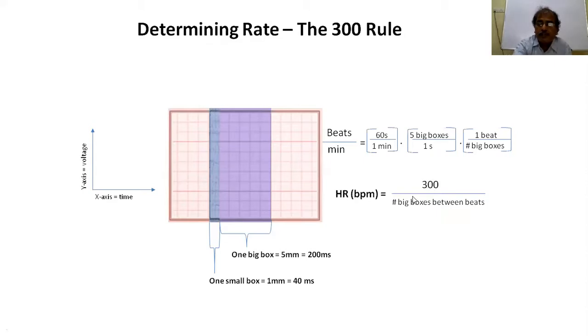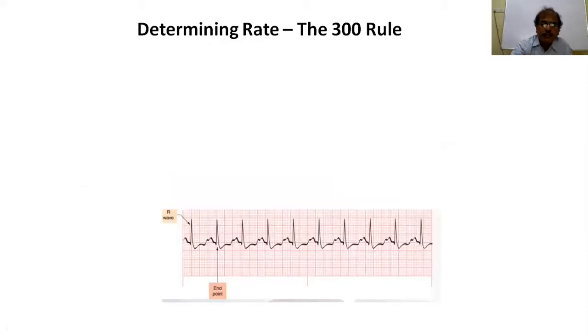That means, let us take one example here. Now here you can see a big box is 5, 1, 1, 2, 3. So in between here, how many big boxes are there? 1, 2, 3. Okay. So 300 by 3.